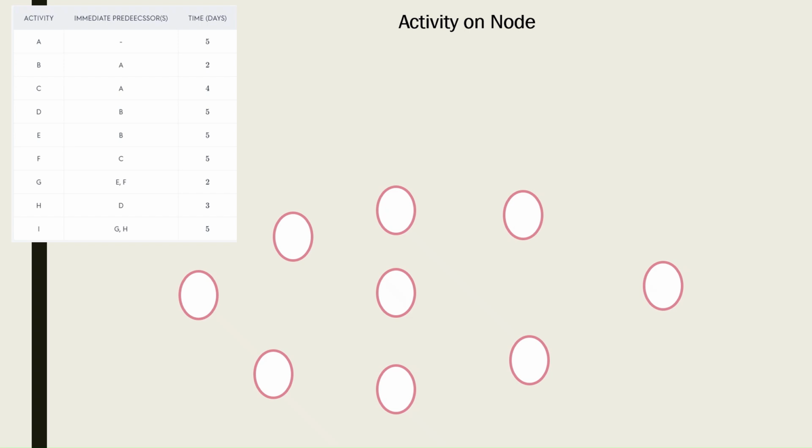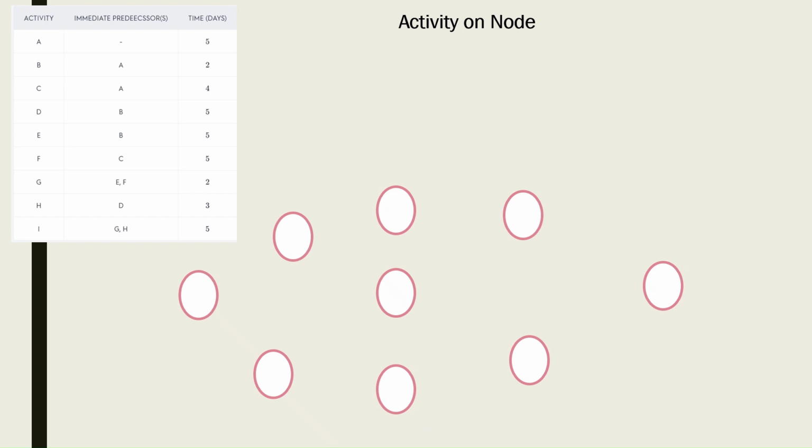Now what is the difference between the activity on node and activity on arrow? So first, in the activity on node, this circle which is shown here is called a node. You can show it in the form of a circle, or you can show it in the form of a square also. So when you assign the activity name inside this circle, that is called the activity on node, and when you assign the activity on the arrow, that is called activity on arrow.